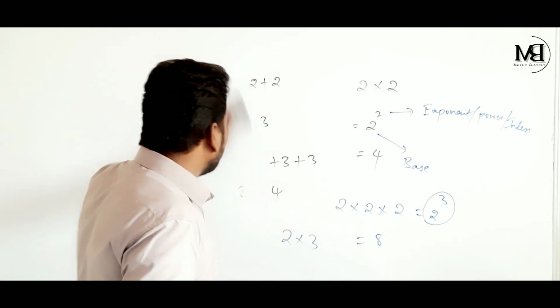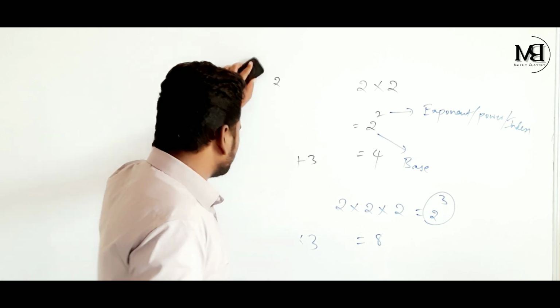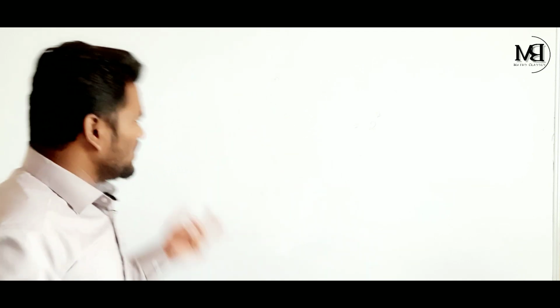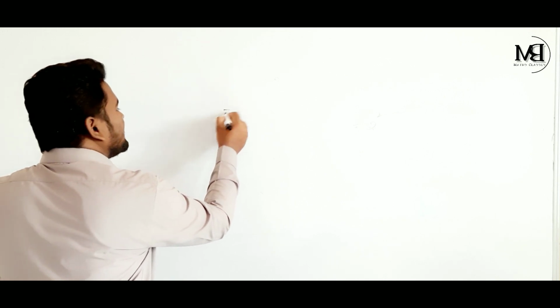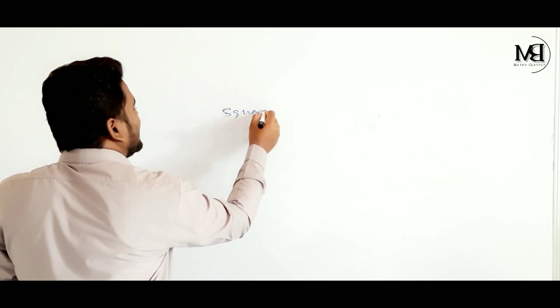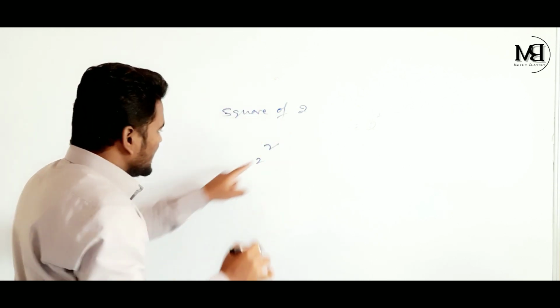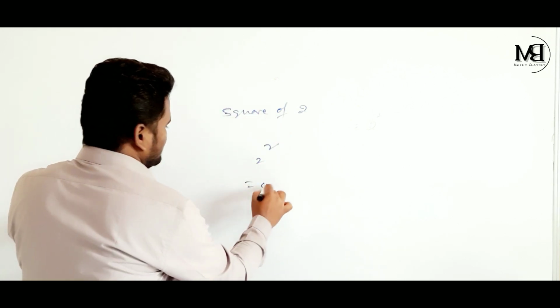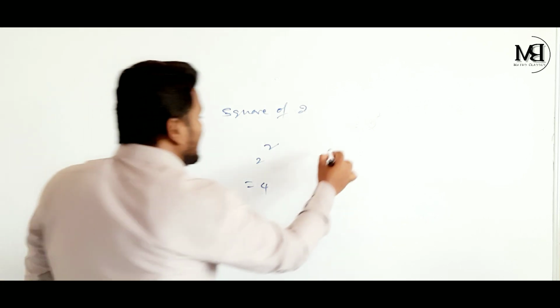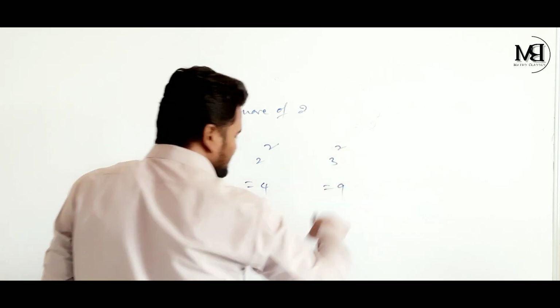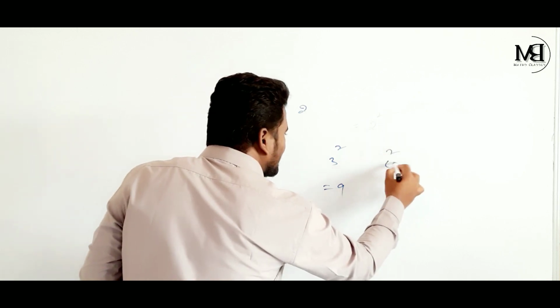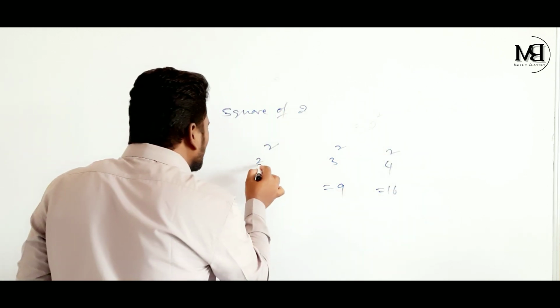Okay, let's go for another point, my dear children. Next up, if the question asked is what is the square of 2? Square of 2 is 4. Simple. What is the square of 3? It is 9. What is the square of 4? It is 16.